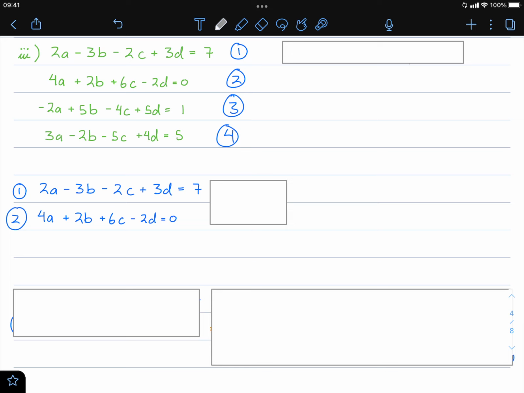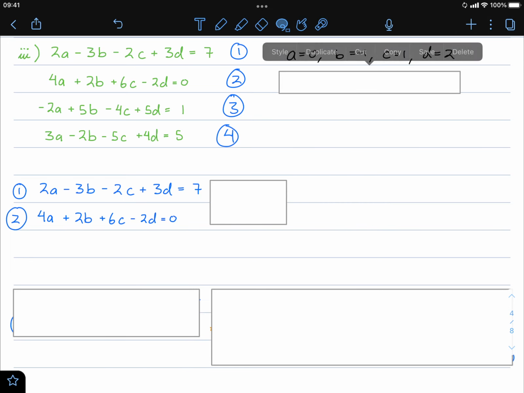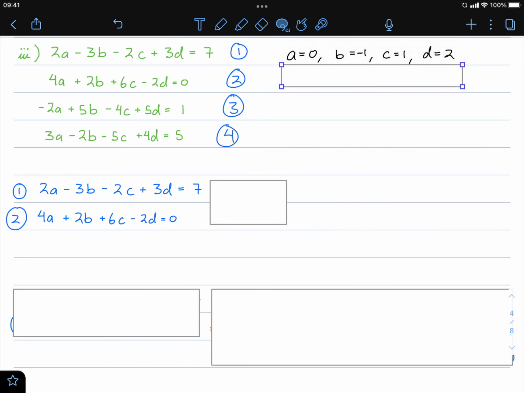Hello class, this is the third and final example of multivariable simultaneous equations. In this video, we'll be looking at an equation with 4 different variables. You can pause the video and give this a go yourself. The solutions, if you'd like to see them, I will reveal right now. If you work on this, you should get these 4 values. But let's actually go and solve this one.